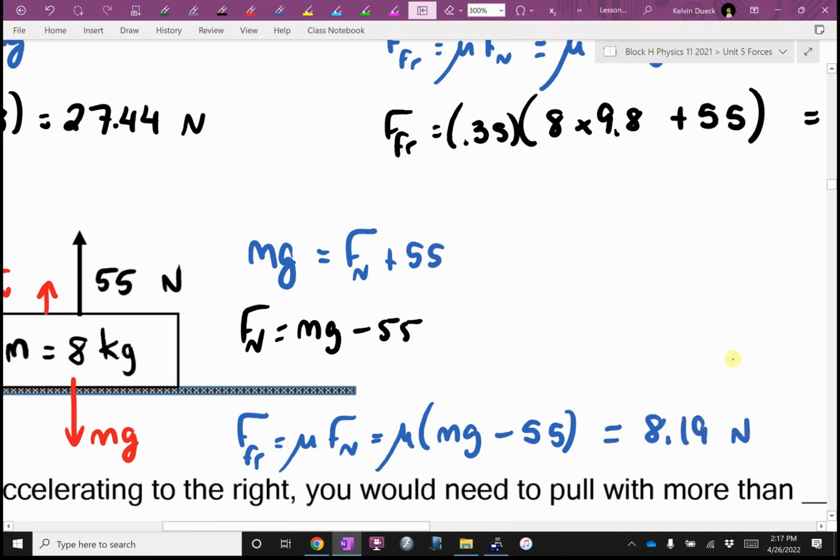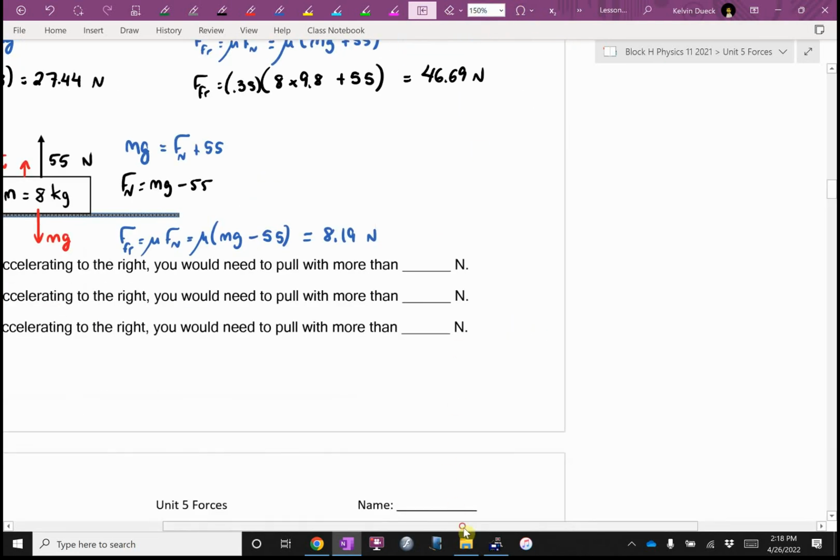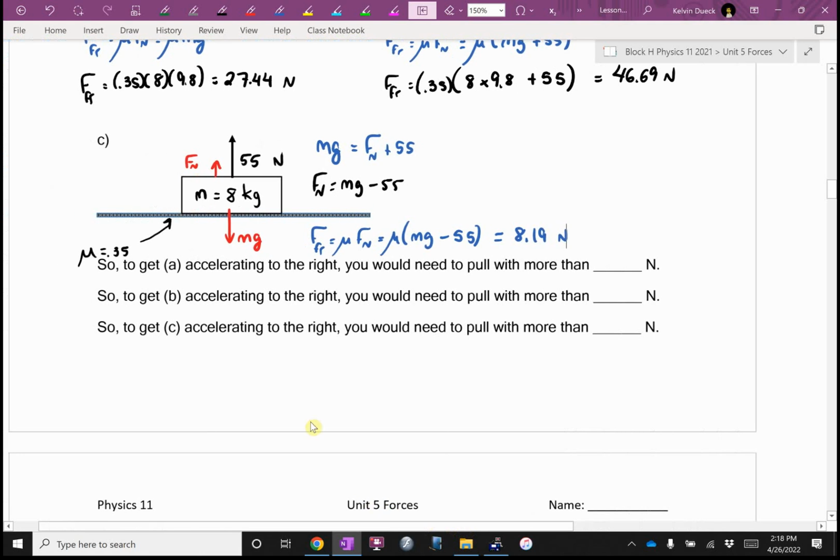Good. See where you might have zigged the first time? Good. So, to get A accelerating to the right, you would need to pull with more than how many newtons? 27.44. To get B accelerating to the right, you would need to pull with more than how many newtons? And to get C accelerating, 8.19 newtons.